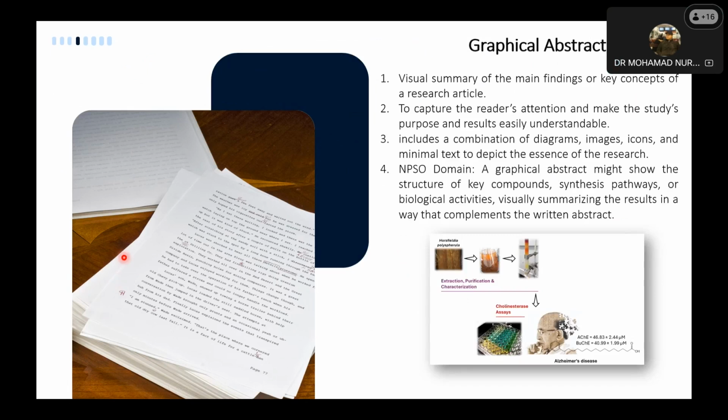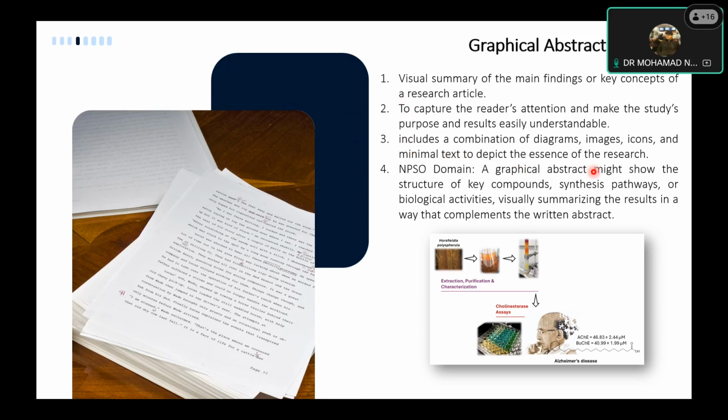So the third one is the graphical abstract. As I said before, a graphical abstract is very important to attract readers. It's a visual summary of the main findings and the key concept of the research article. The purpose is to capture the reader's attention and make it easy for them to understand. It includes a combination of diagrams, icons, images, and minimal text. Let the picture explain what our main article looks like.